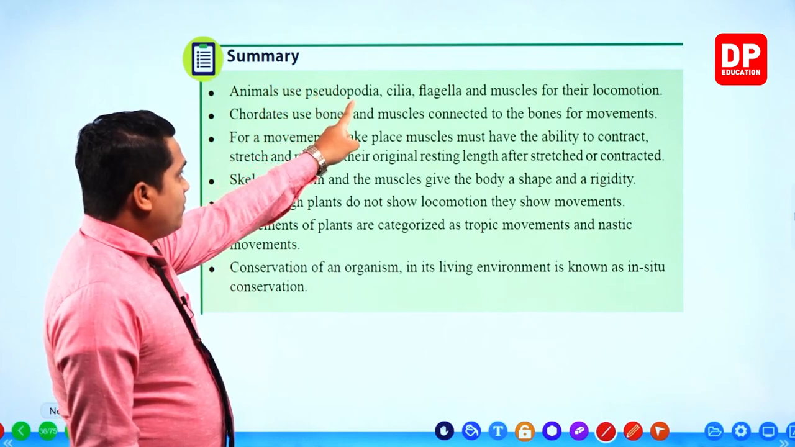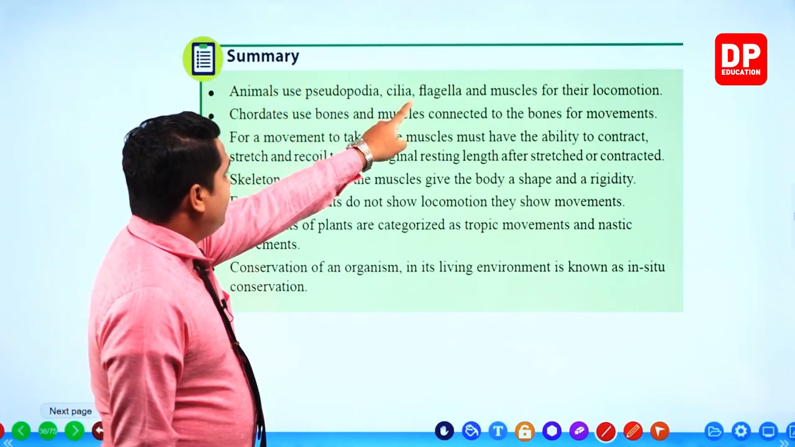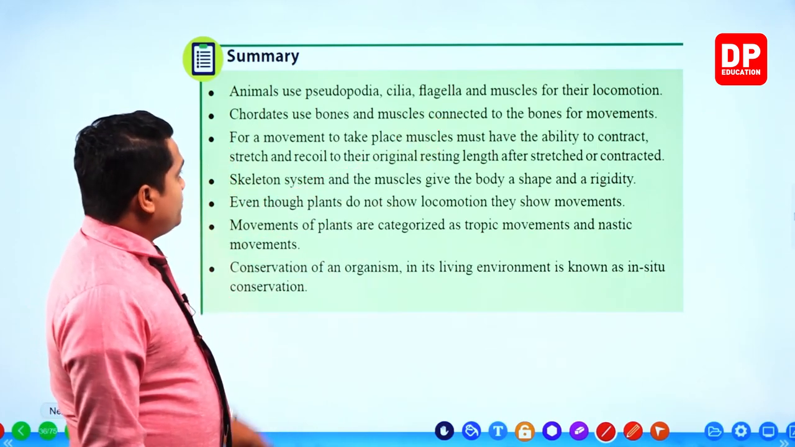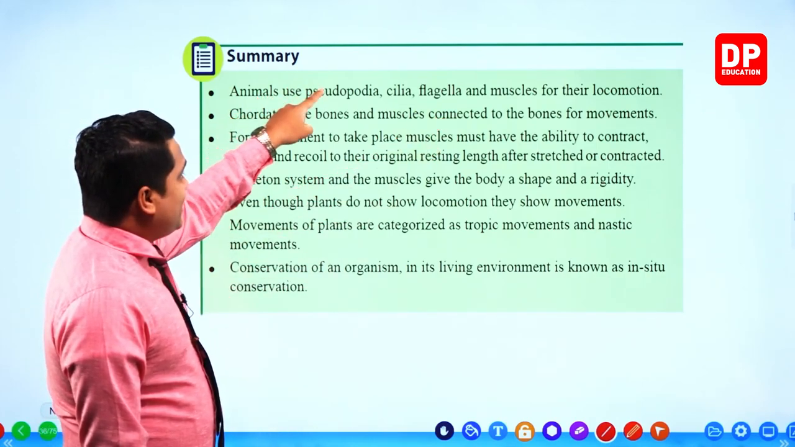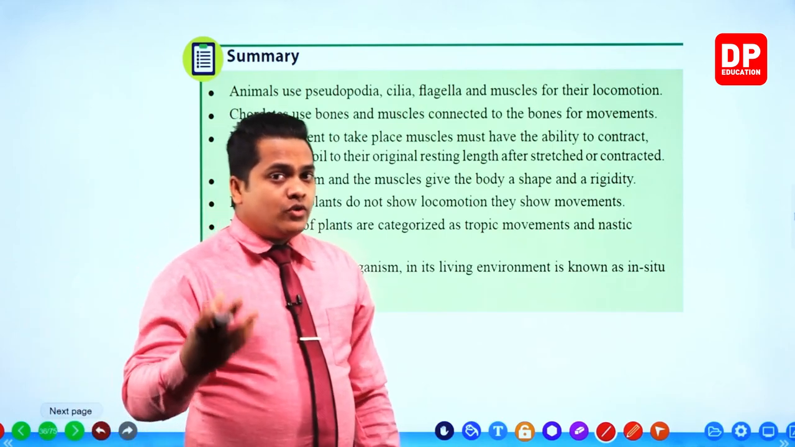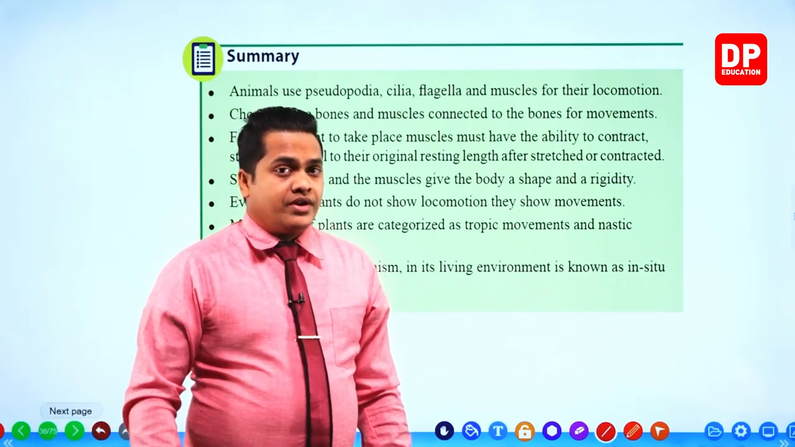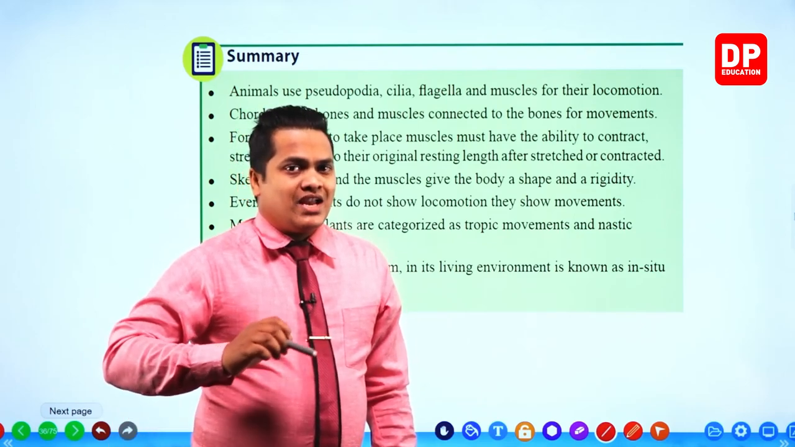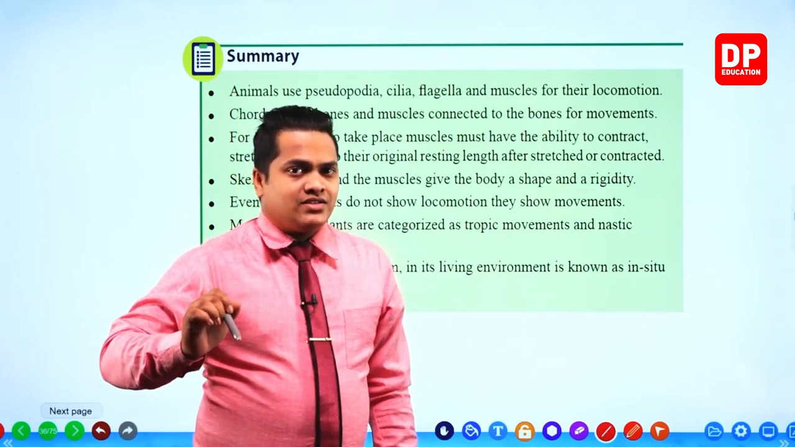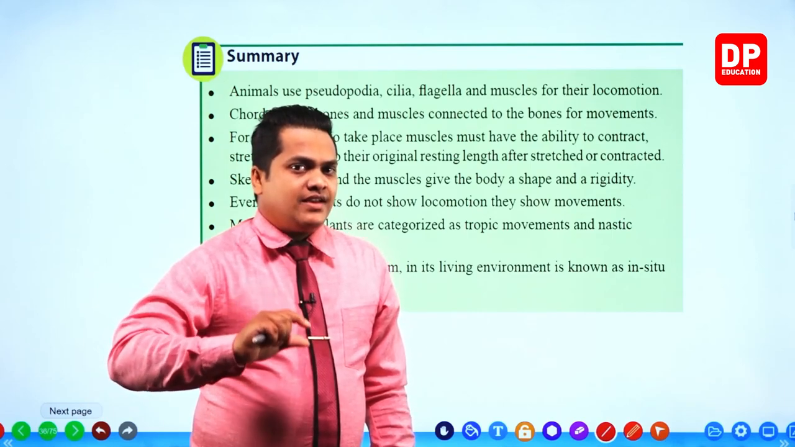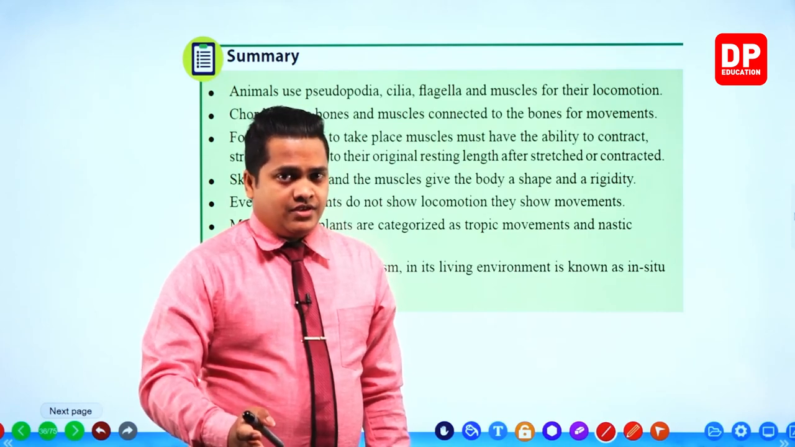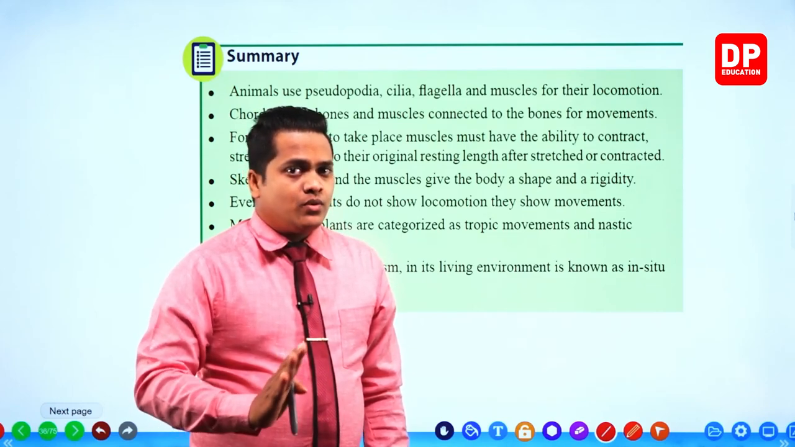Animals use pseudopodia, cilia, flagella, and muscles for their locomotion. So, my dear children, animals like amoeba are the ones who use pseudopodia. Pseudopodia means false legs. Their cell body can be turned into several kinds of feet. These feet help in locomotion. However, these feet are false feet. That's why it is referred to as pseudopodia.